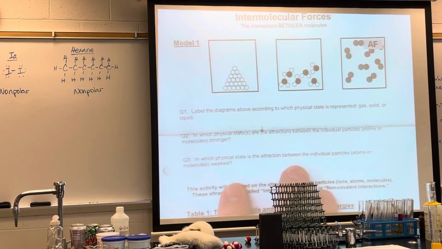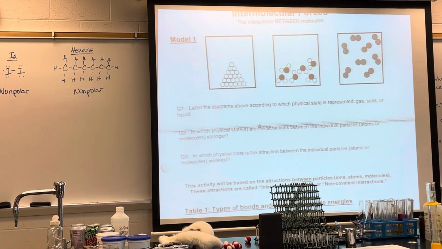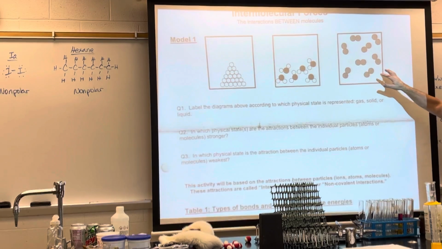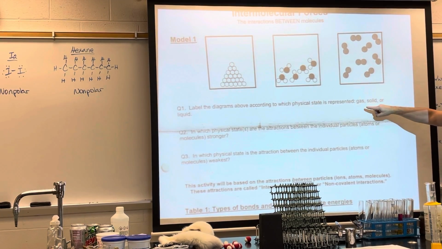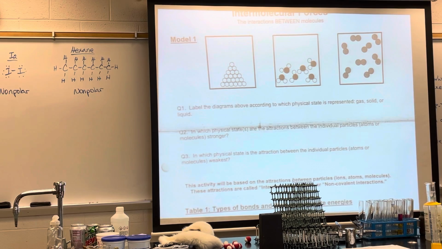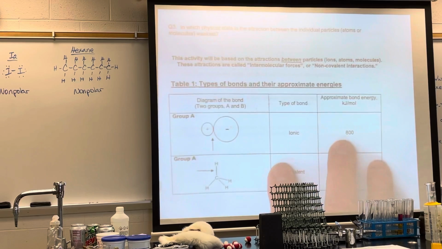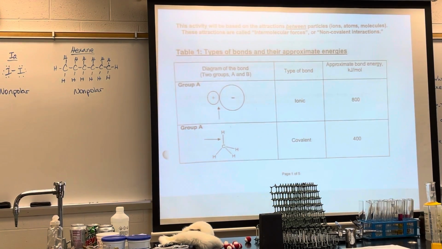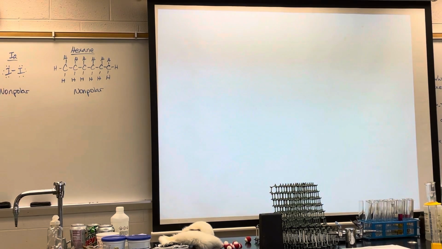Okay, so the first thing is, this is pretty easy. Obviously, this is a solid, this is a liquid, this is a gas. Okay? So which one has the stronger attractive forces? Solid. That's pretty obvious too. So now we look here and we can see a covalent bond and ionic bond are 800 and 400.